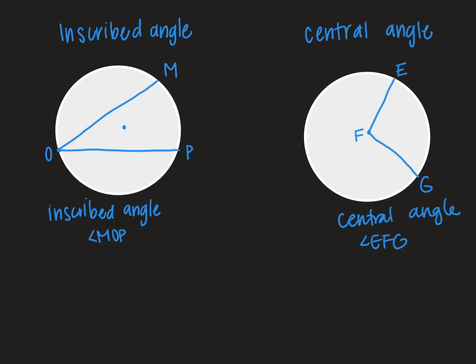We also need to talk about arcs. So we have two kinds of arcs. We have a major arc and a minor arc. So first let's talk about the minor arcs. So we have MP right here. So the arcs intercept the angles on the circle. So this right here is a minor arc, and this is arc MP, written like this. EG is also a minor arc, written like this.